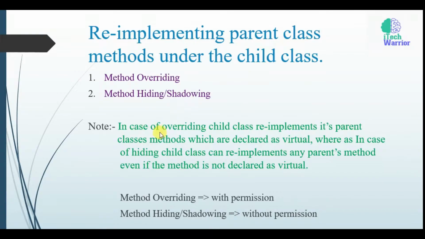In case of overriding, the child class re-implements its parent class's methods which are declared as virtual. Whereas in case of hiding, the child class can re-implement the parent's method even if the method is not declared as virtual. So the difference is that in overriding we declare the parent's method virtual, but in hiding we do not declare any virtual method, yet we re-implement it in the child class.